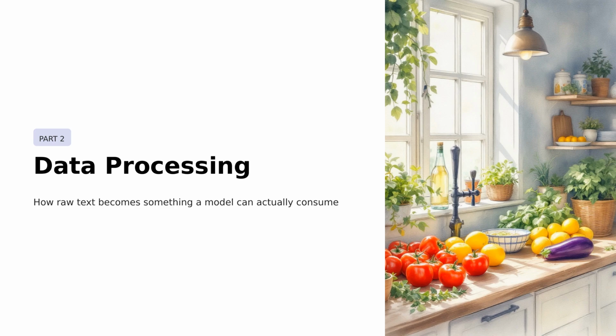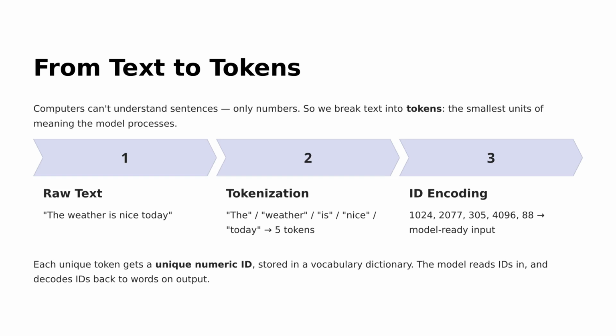Welcome to Part 2 of our presentation, where we dive into the fascinating world of data processing. Here, we explore the journey of raw text as it transforms into a format that machine learning models can understand and use. We'll discuss the crucial steps involved, such as tokenization, normalization, and encoding, to ensure that the data is clean and structured, making it ready for model consumption.